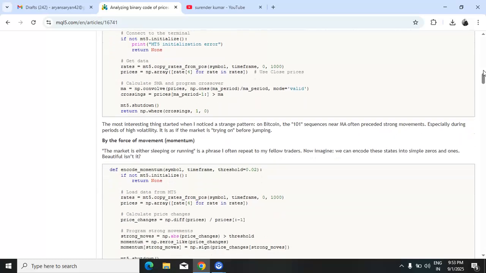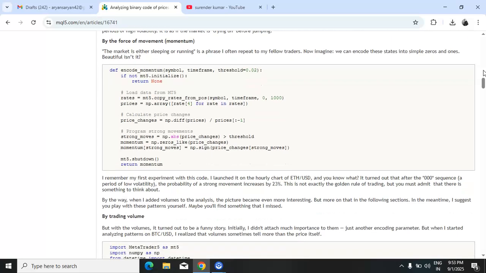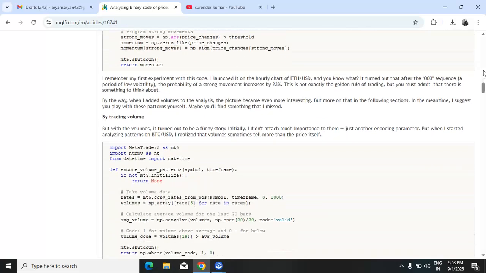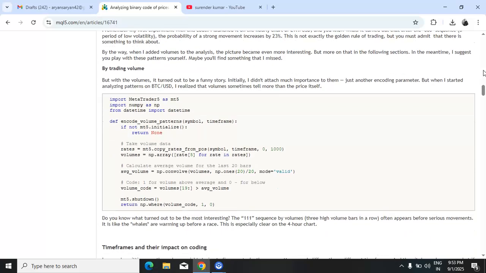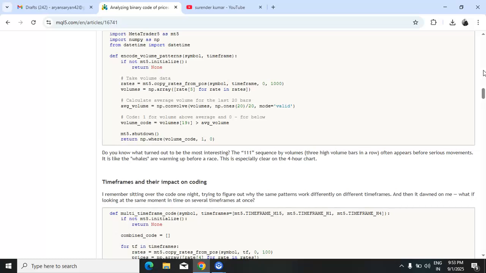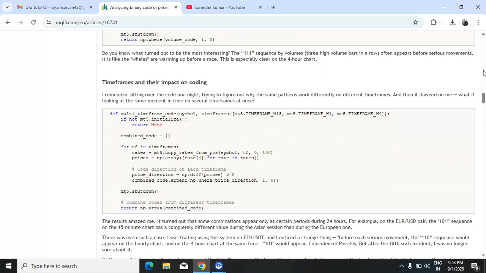Does it sound insane? Maybe. But remember, isn't technical analysis based on the search for patterns? Aren't candlesticks the same coding system for price movements? After all, the market itself is a huge stream of information encoded digitally.